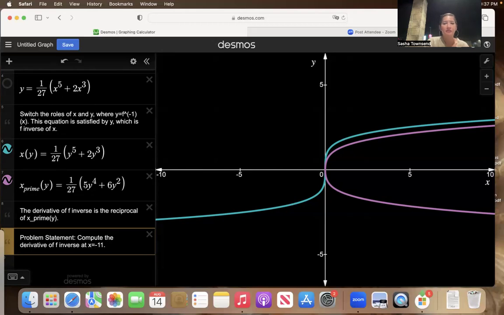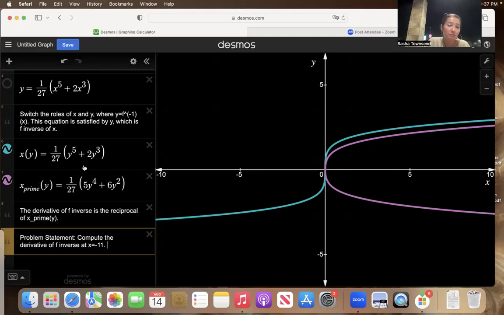You say, okay, well, I need to find the value of f inverse at x equals negative 11. Well, when x equals negative 11, we know that y has to satisfy, well, negative 11 has to equal 1 divided by 27 times y to the 5th plus 2y cubed. So that equation needs to be satisfied. So we just need to solve for y. We solved by just choosing some values to plug in over here. And we said, okay, x equals negative 3 works, right? And then when we plugged in, I think it was negative 3.